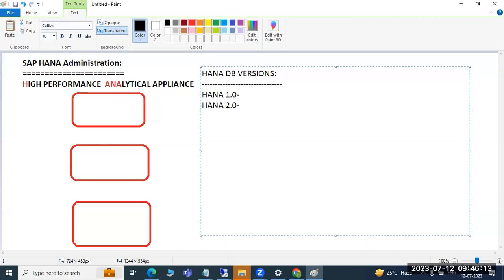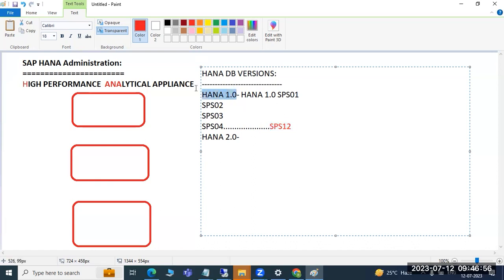The first edition they released was HANA 1.0, which is the single container. In HANA 1.0, the first version is called SPS 01, then SPS 02, 03, 04, up to SPS 12 they released. They stopped at 12. This is the last and latest version in HANA 1.0.